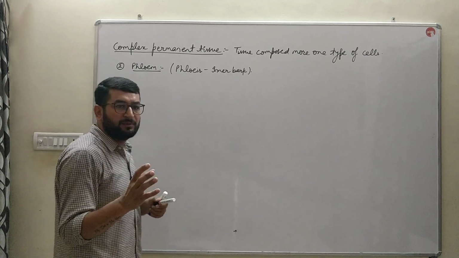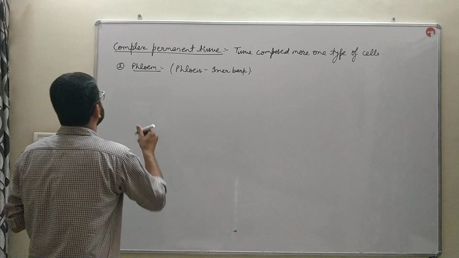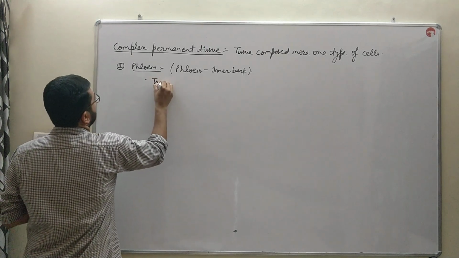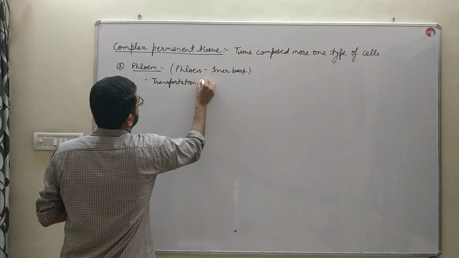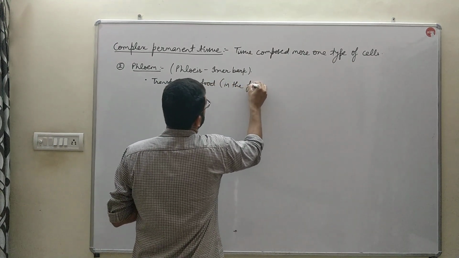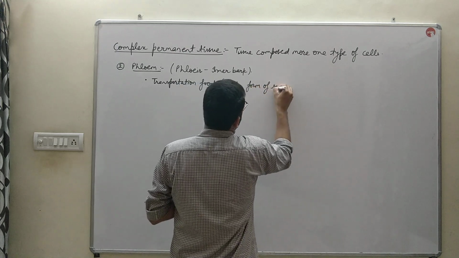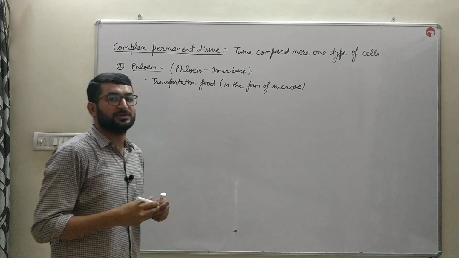Just like xylem, phloem also has 4 components which help in the transportation of food in the form of sucrose. Sucrose is a sugar, bache, which is formed by the combination of 2 glucose units.